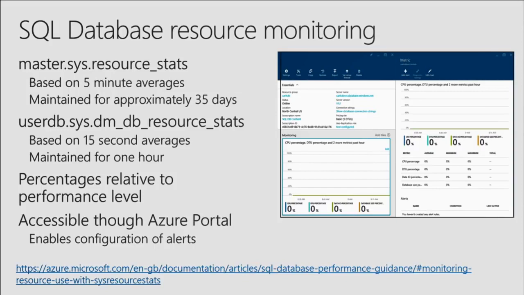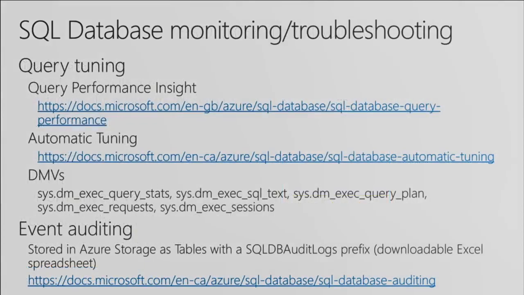The next one is a 15-second average, and those are only kept for an hour, right? So take a peek at both of these. These are the common ways to start looking at some resource monitoring with respect to Azure. The other thing in Azure are things like alerts and all that, to go and configure alerts in the Azure portal, different than what we have in an on-prem SQL Server, right? Again, great link at the bottom.